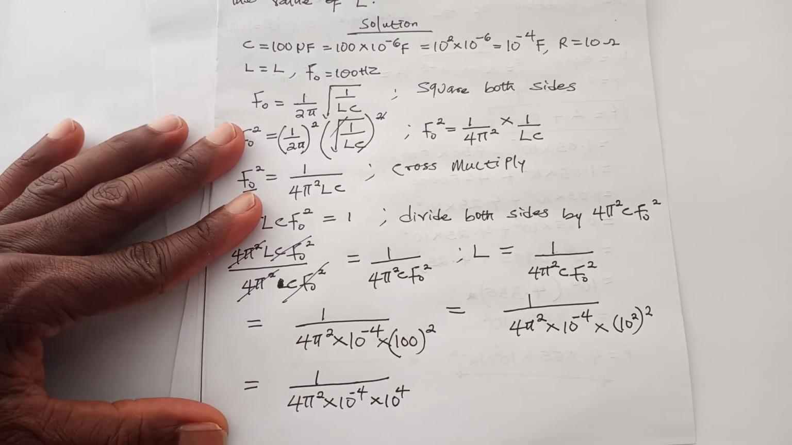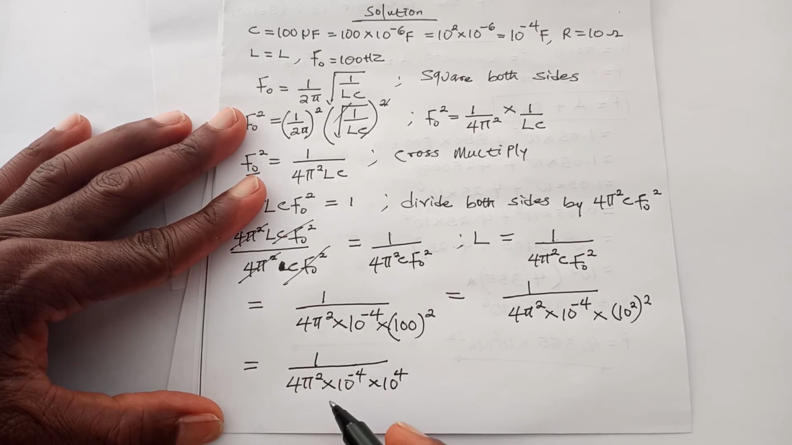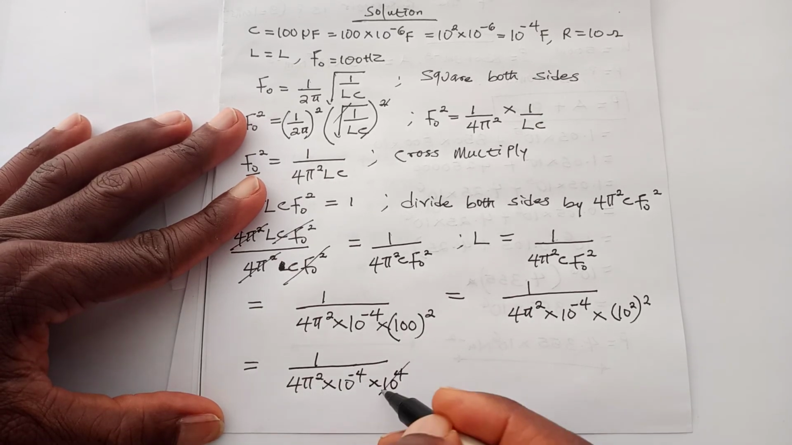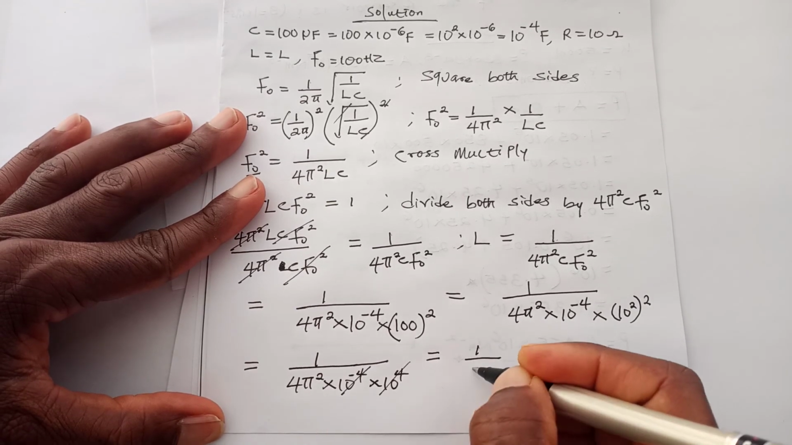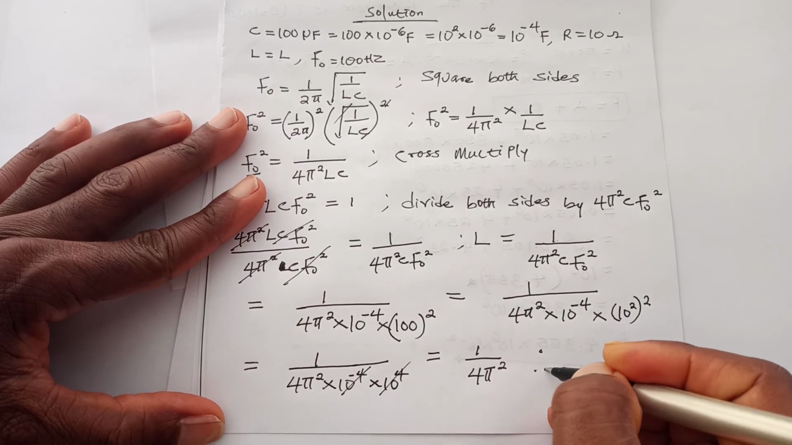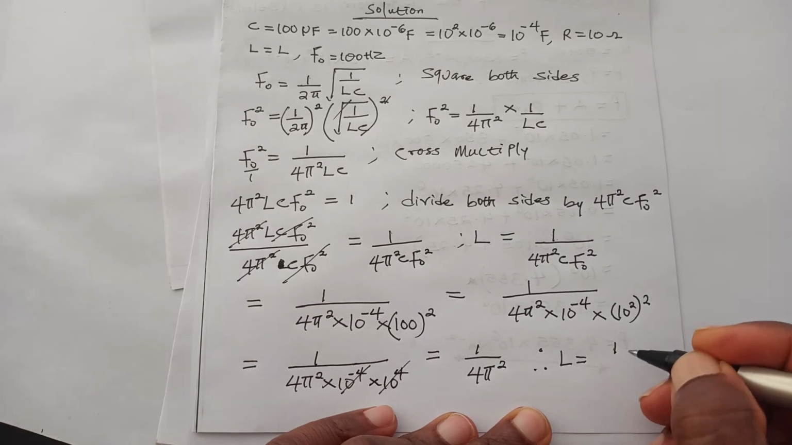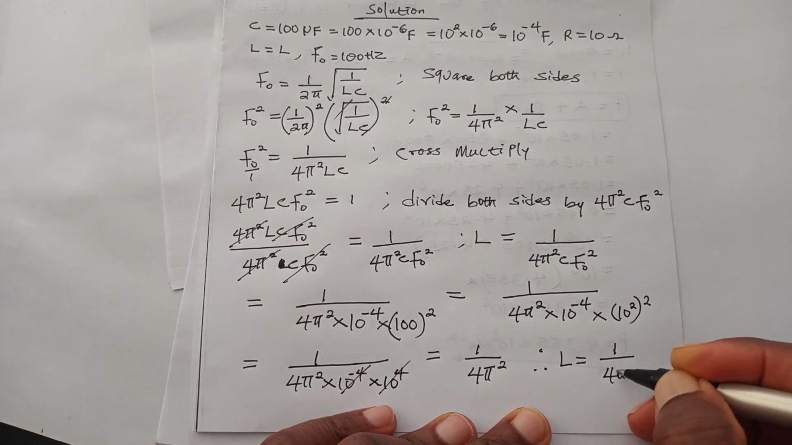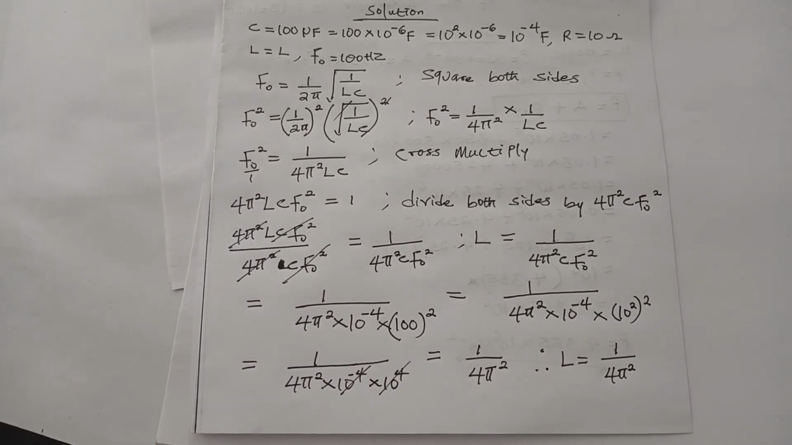So you can see now that the work is easier. And of course, from indices, once you have the same base, you can add up the powers. So when you add up minus 4 plus 4 is 0. So this cancels out this guy. So I can say that is 1 over 4 pi squared. So therefore, my L, that is the inductor, is 1 over 4 pi squared. Very easy.